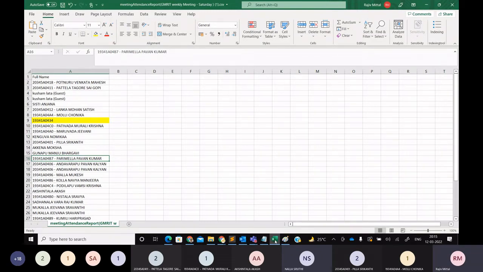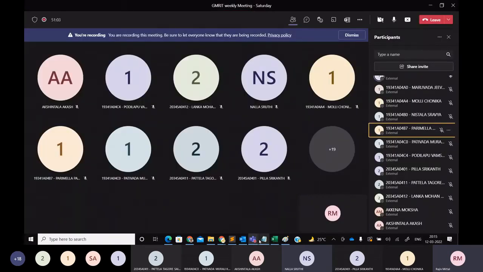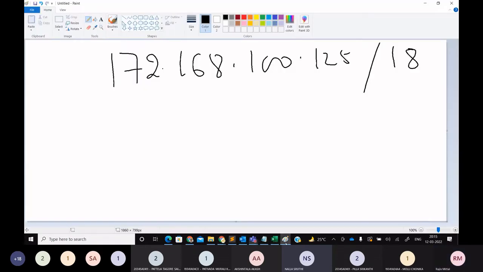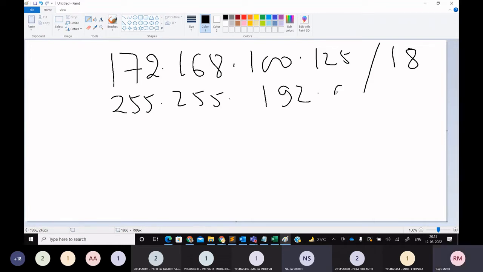Yes, sir. So Mala, let's continue with you, right? This was the IP which we have given: 172.168.100.125/18. Now, can you tell me what is the subnet mask for this? 255.255.255.192. Very good. 8 plus 8 plus 2, right? So that's how the 18 comes.